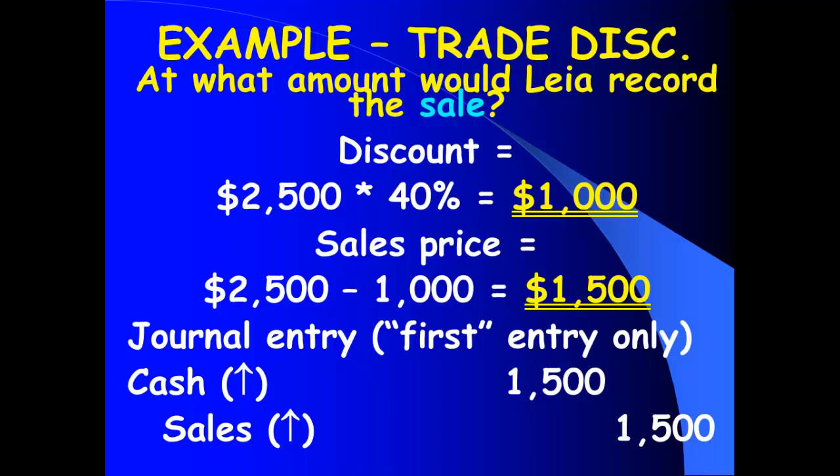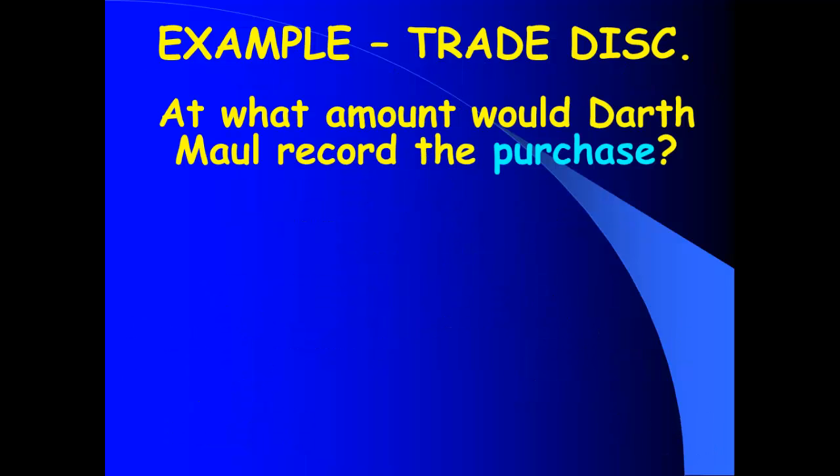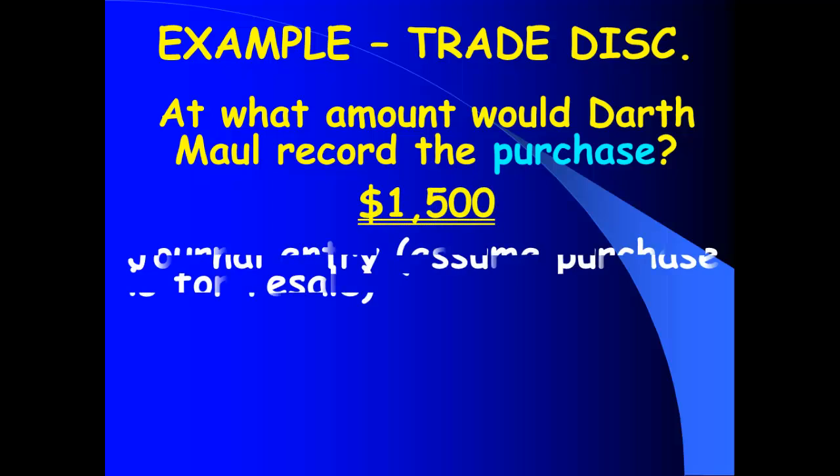The discount, do you see the $2,500 in there anywhere? No. Do you see the 1,000 in there anywhere? No. Don't try to put it in there. It will not work. It is a $1,500 transaction. At what amount would Darth Maul record the purchase? $1,500. That's recorded in his books. Now let's assume he's buying this item to turn around and resell it. Okay, everybody buys to turn around and resell. We're going to assume that.